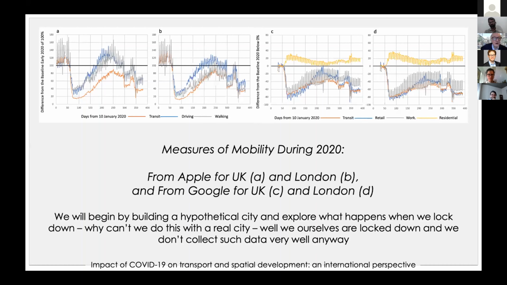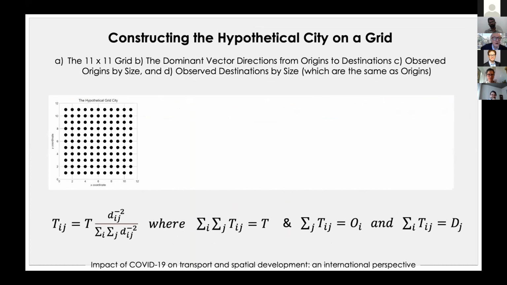Let me begin by showing you how we begin to build a hypothetical city. Here's my 11 by 11 grid. And first of all, because we're going to explore concentration and deconcentration in this context, we build a kind of null hypothesis. We use the gravitational model, the inverse square law, as you can see there, and we build a model of this kind.